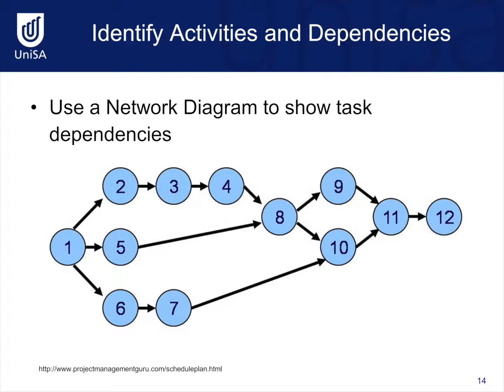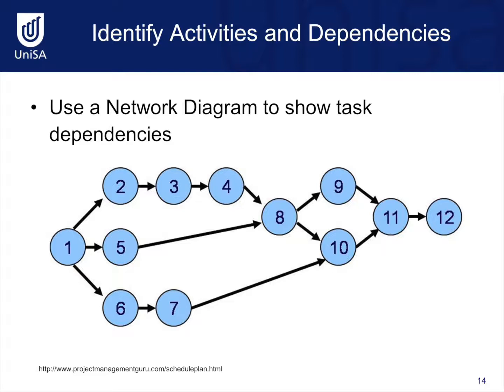In this example, there are 12 tasks with a number of dependencies. For example, task 3 cannot be done until task 2 is complete. Similarly, task 8 cannot be done until tasks 4 and 5 are complete. There are also several tasks which can be carried out concurrently. For example, tasks 2, 5 and 6 can be done at the same time. Similarly, tasks 9 and 10 can be carried out at the same time.